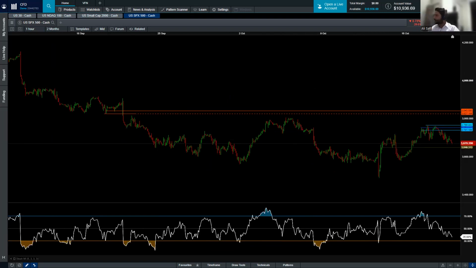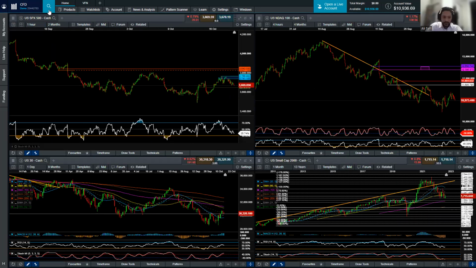Okay, so let's go to some Forex chart, for example, pound USD, for example, this one.